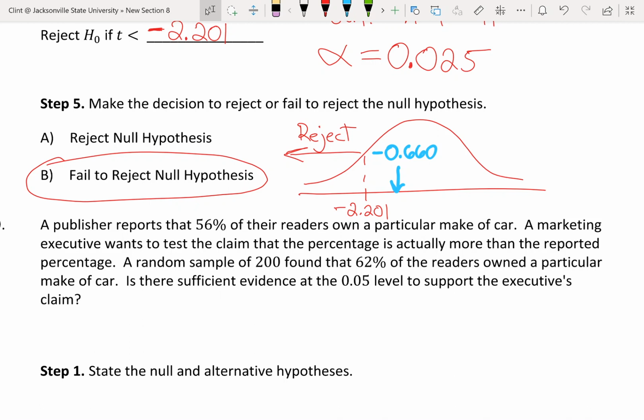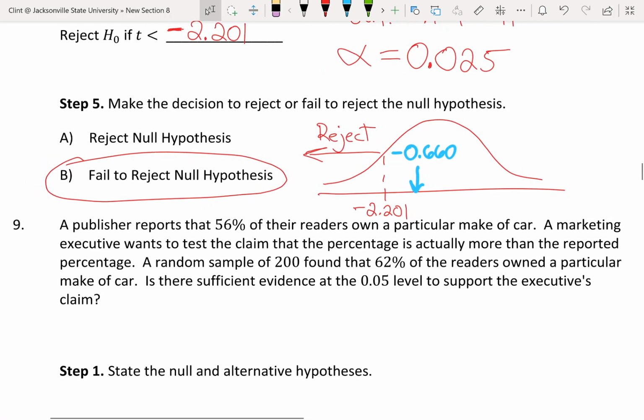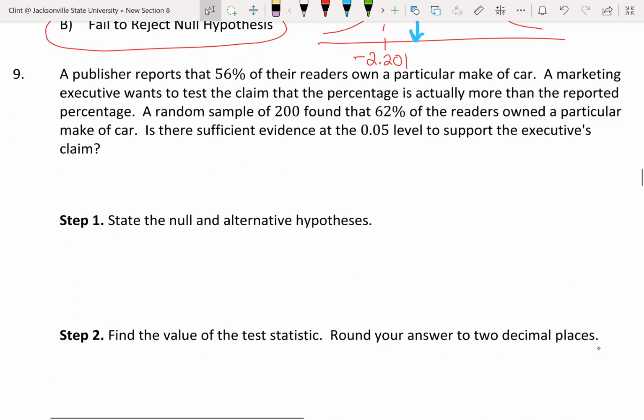Questions on that one? And it's a little different because we have the rejection regions. Okay. All right, then next, we got number 9.